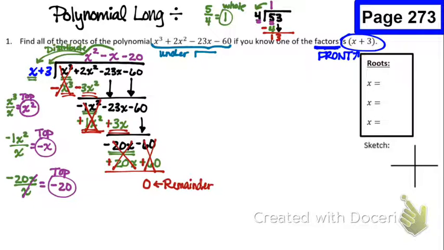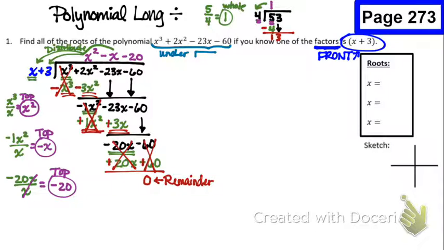When you do your long division, your remainder should always come out to be a 0. If your remainder doesn't come out to be a 0, then somewhere earlier in the process you've made a mistake. Usually it's with remembering to change both signs when you do your subtraction part.